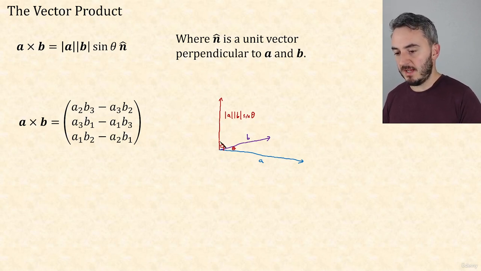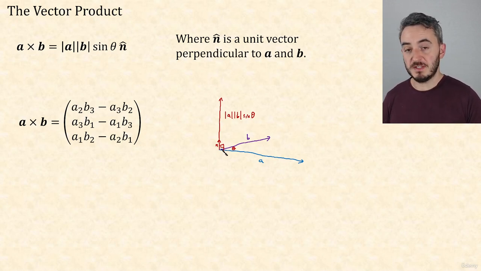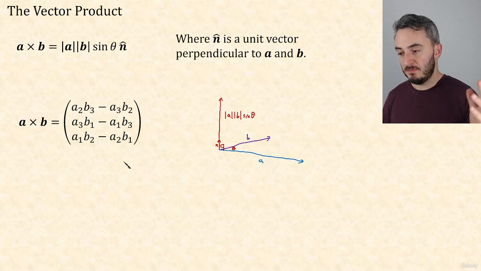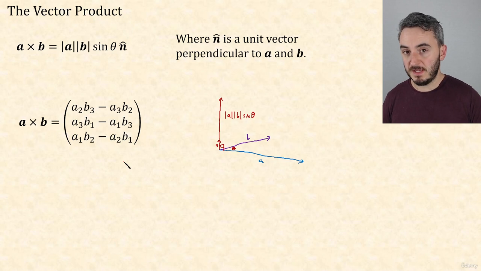So you want to imagine n hat is like a vector of length 1 pointing in that direction, and then its modulus is mod A mod B sine theta. So if mod A mod B sine theta is like 10, then you've got a vector which is 10 units long but pointing in exactly the same direction as that n hat. Okay, so that's what's going on. Our vector product gives us a new vector with a modulus or magnitude of mod A mod B sine theta and a direction which is perpendicular to our vectors A and B. So this is the formula that we use.